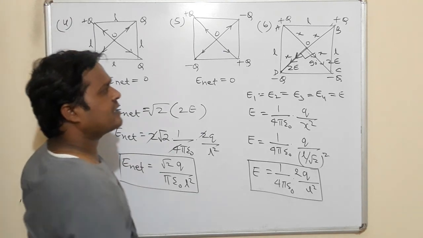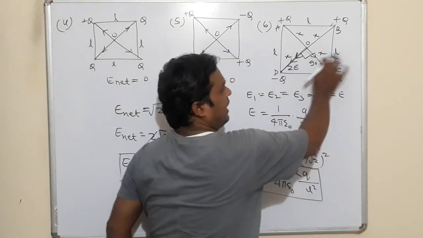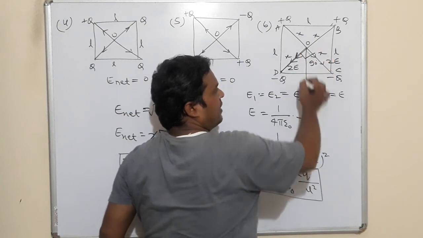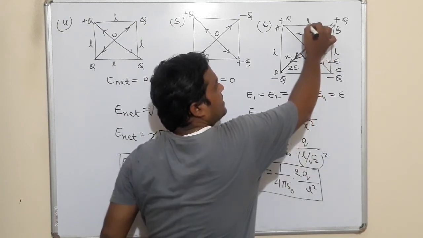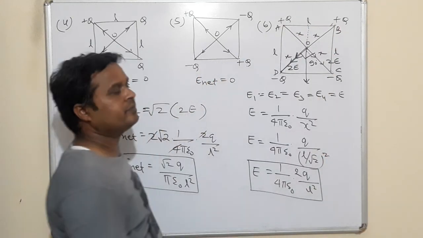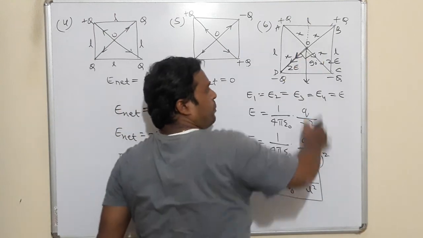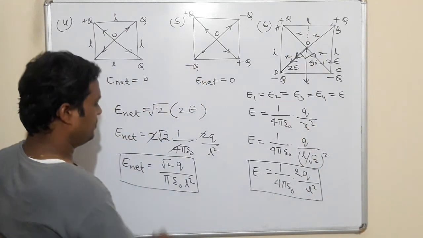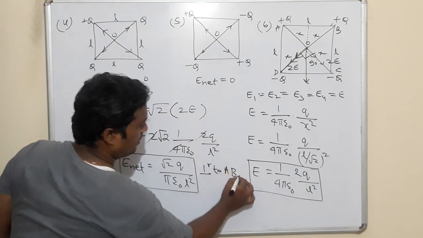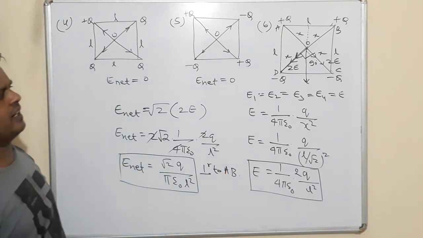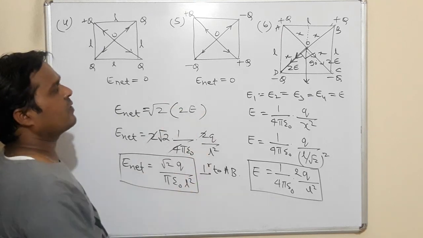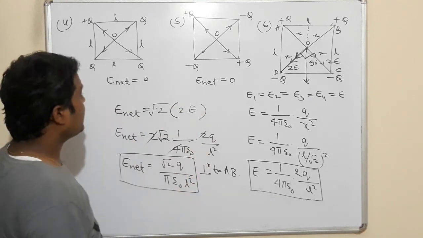What about its direction? This is 2e, 2e, angle 90. The resultant will be along the angle bisector like this. That means the net field is perpendicular to AB. Net field is perpendicular to AB. If they ask you the direction, you can see the direction also. Okay, this is the electric field due to a system of 4 charges.